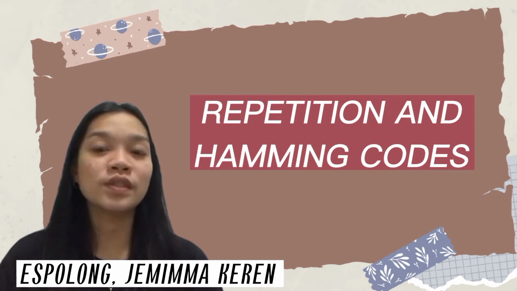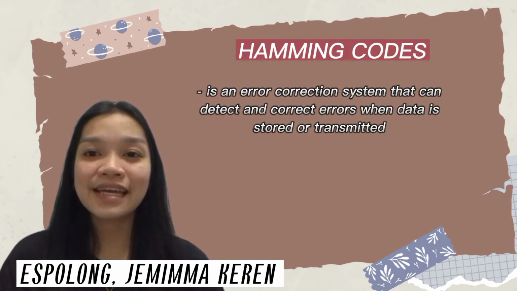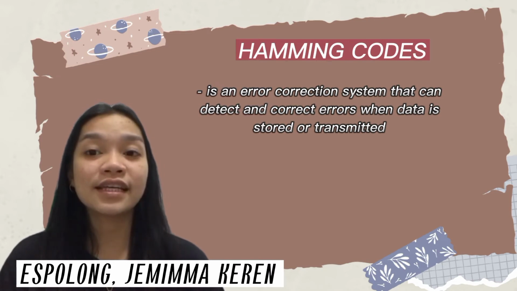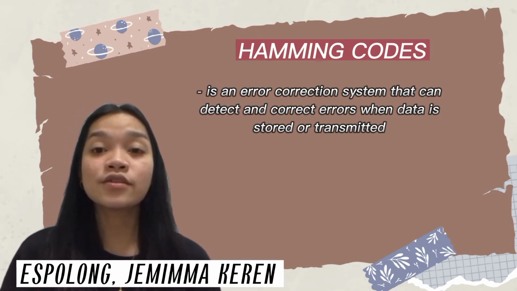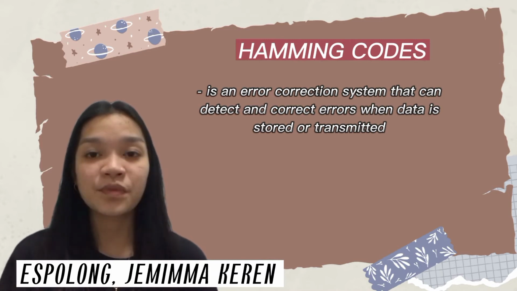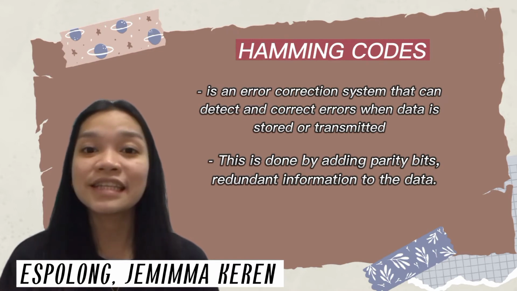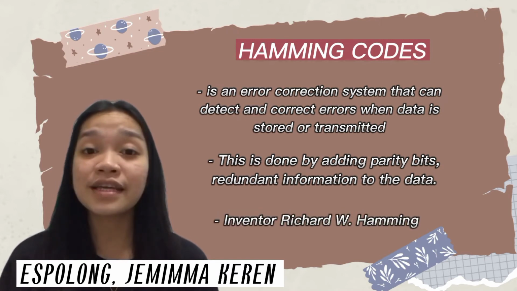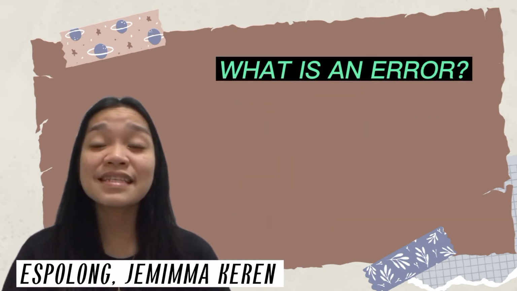Repetition and Hamming codes. Hamming code is an error correction system that can detect and correct errors when data is stored or transmitted. Error correcting codes seek to identify when an error is introduced into some data. This is done by adding parity bits, redundant information, to the data. It is named after its inventor, Richard W. Hamming.